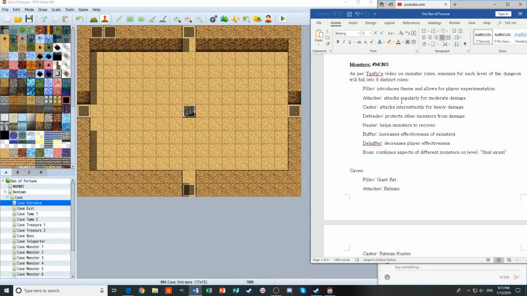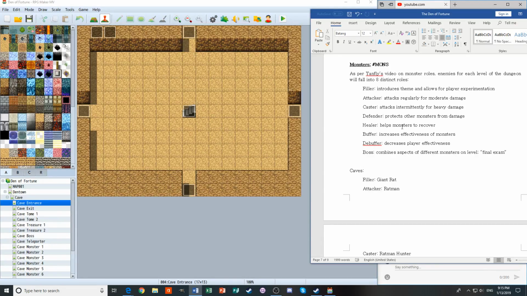Attacker is going to be a fairly generic attacking type that does moderate damage. Caster does heavy damage, but has a delay between attacks. So the attacker is just sort of your general attrition, whereas caster is burst damage. So these are 2 different types of attacks to deal with, to force your tank or your healer or whatever to deal with those. The defender, this is sort of like the monster's tank, protecting the other monsters.